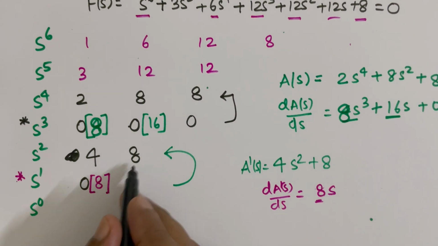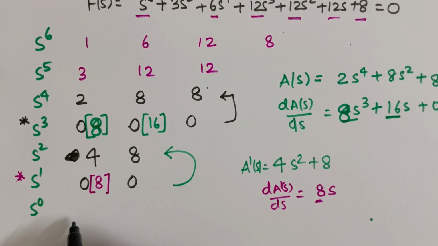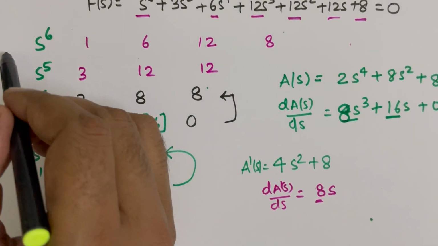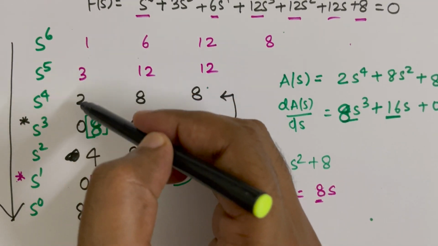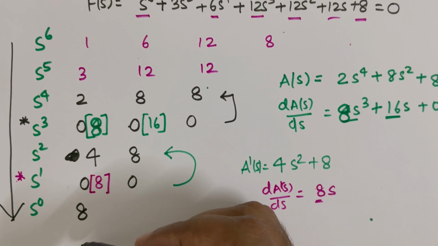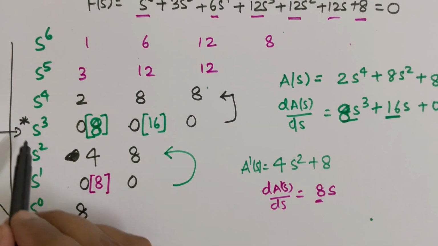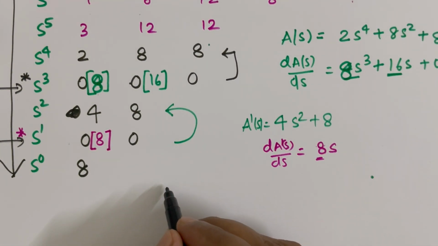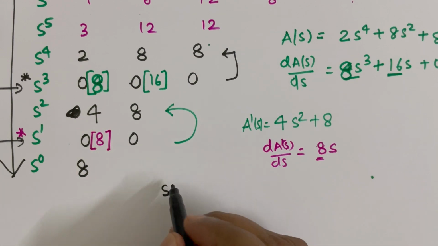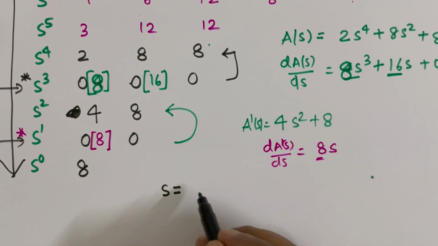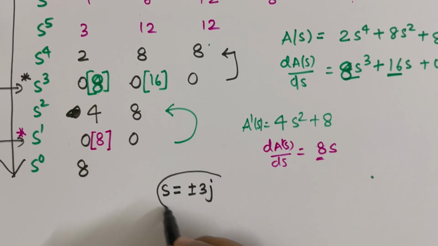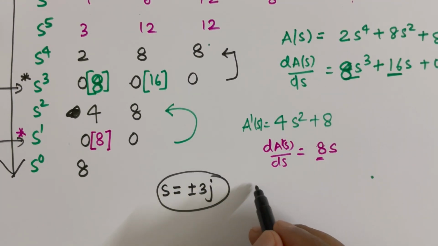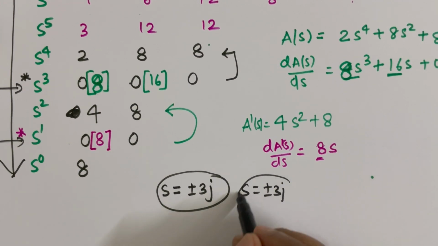If you get this kind of case, again we multiply. 8 into 8 is 64 divided by 8 is 8. So what we can see is there is no sign change from top to bottom. 1, 3, 2, 8, 4, 8, 8. Everything is positive. But there are two rows with zeros. That means there is repetition of imaginary roots. For example, if you have suppose s is something like plus minus 3j, so there are two roots with the same value, meaning s equal to plus minus 3j again.